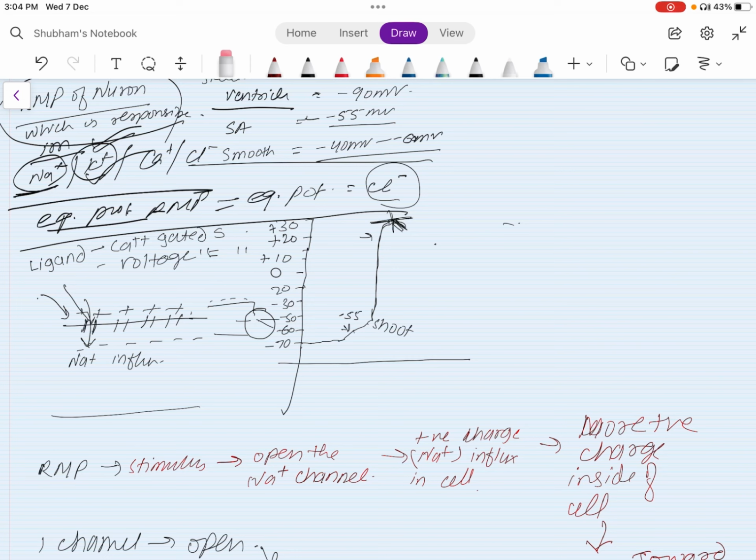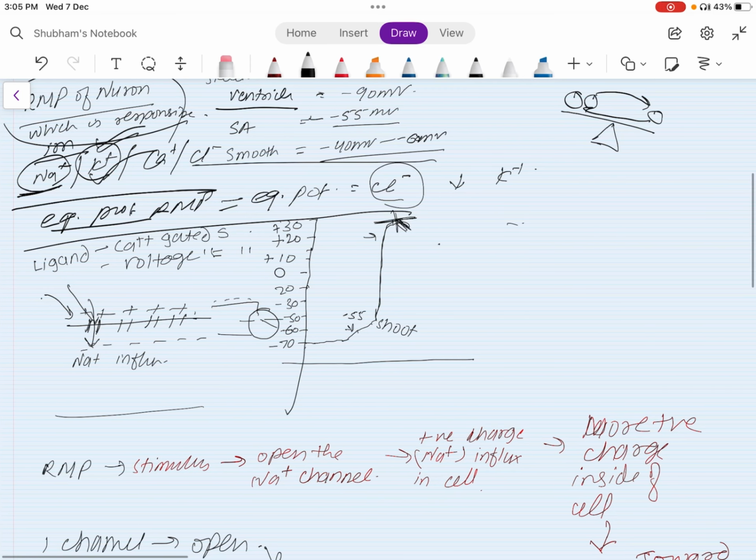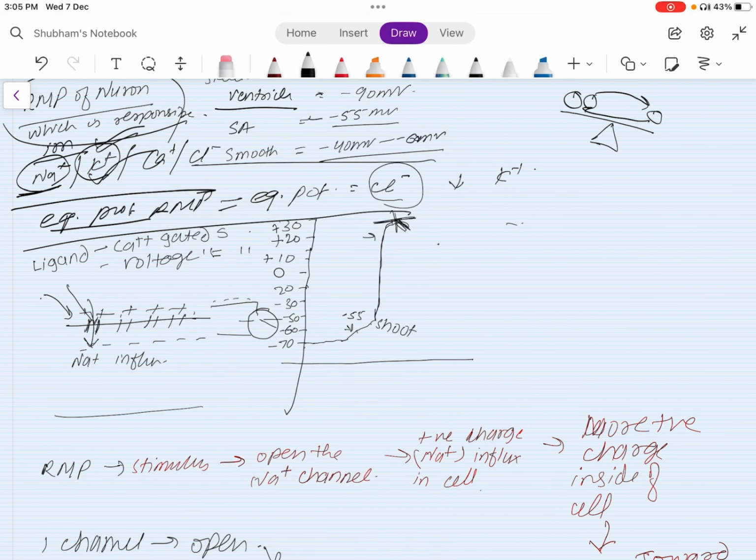So those who started early will start closing. Also, potassium will start going outside, because there is always electrical balance between us, right? It is like a seesaw. If two people are here and one person comes here, then one person will go around here. They just want to maintain the balance. So the moment sodium goes inside, potassium will start going outside, because potassium channels are open channels, they can move outside.